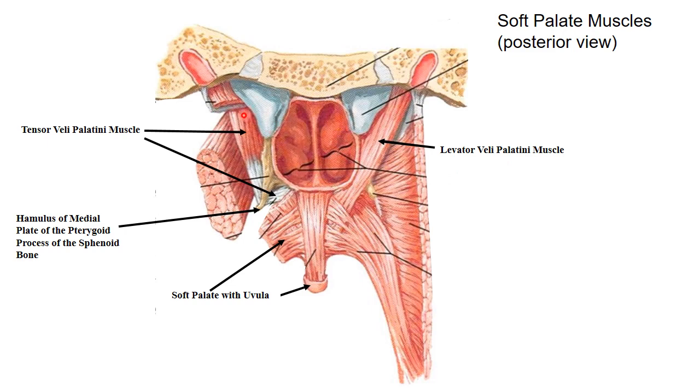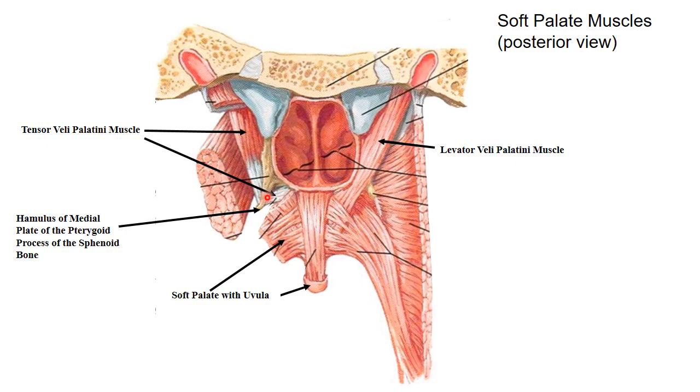The tensor is coming down. There's a muscle belly, and then right here you can see a tendon. And there's the hamulus right there, which is a pulley system that allows the tendon to change directions. And so when the tensor veli palatini contracts, origin here, insertion here, the tendon is pulling this way.